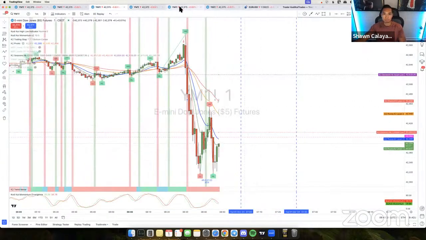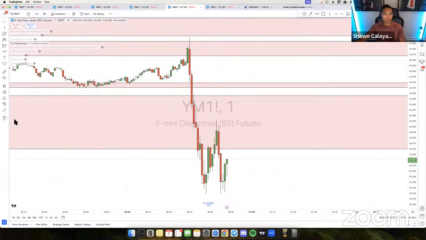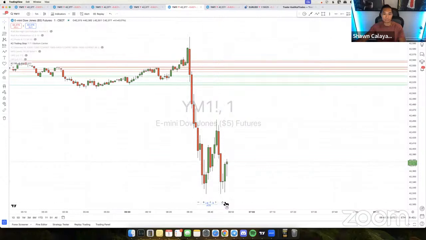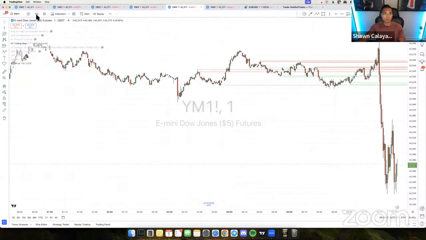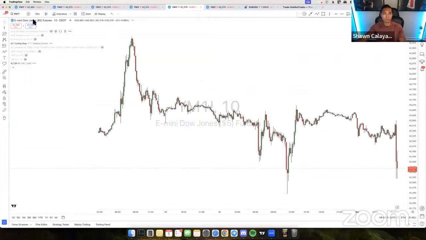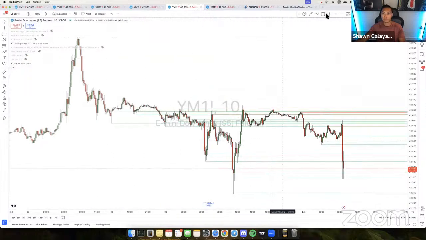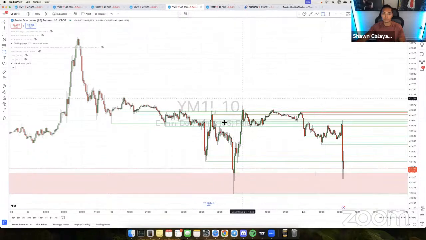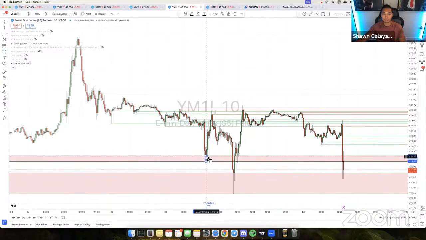Other than that, let me go over here and mark up some zones. So let's zoom out real quick. I'm going to go here on the 10-minute time frame. Okay, perfect. We have zones right here that line up with current price perfectly.